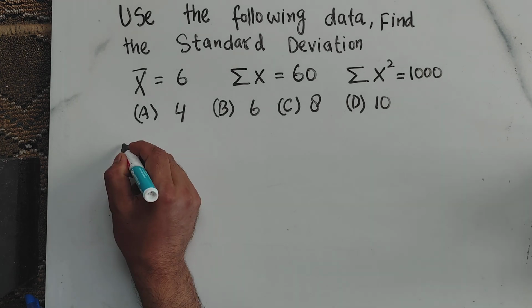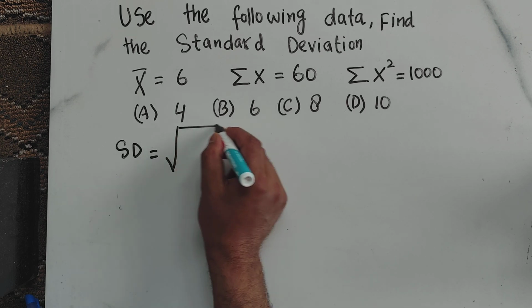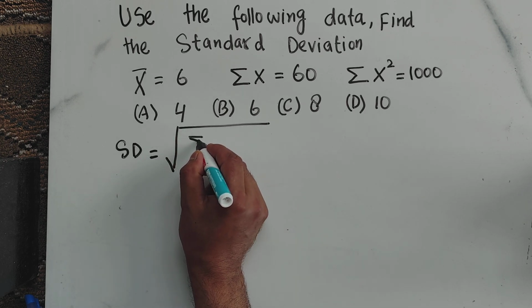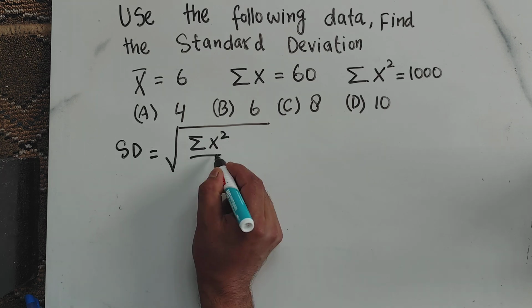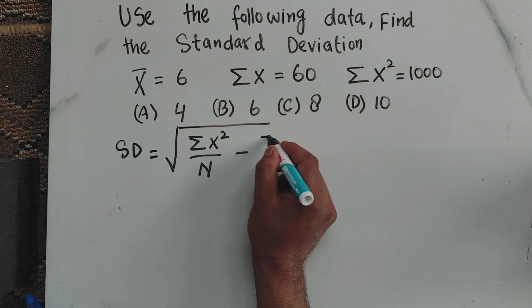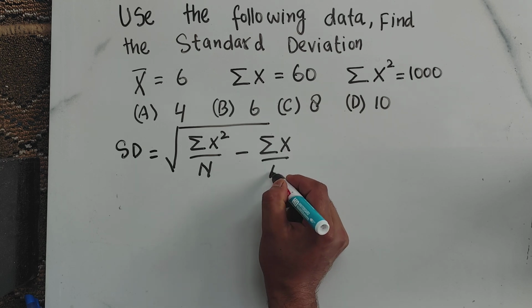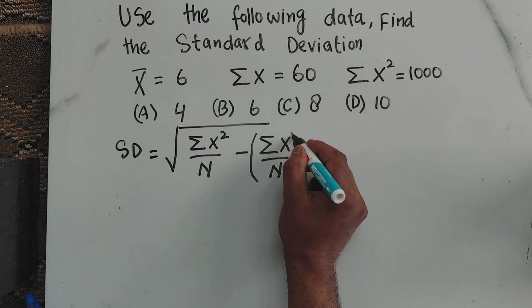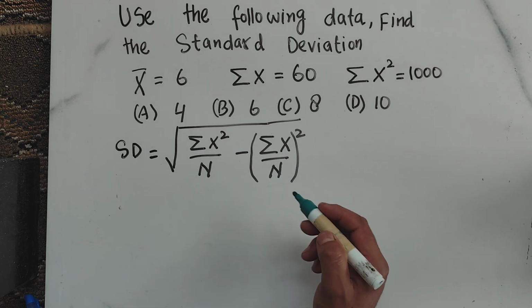Okay, so we know that standard deviation is simply equal to the square root of summation of x square upon n minus the square of summation of x upon n. We know this very thing. Now, what we are being told, we need to find n first.